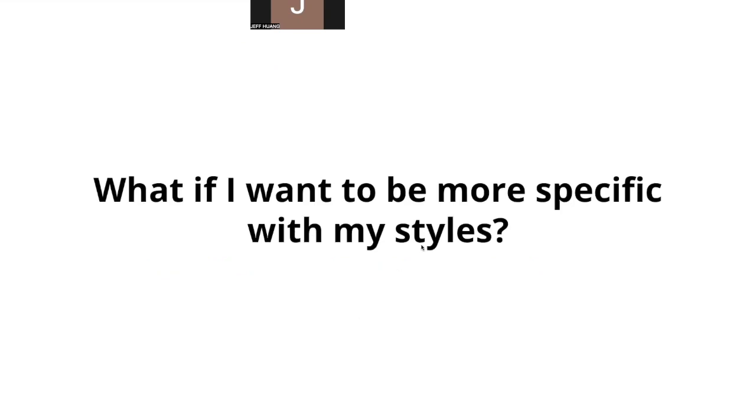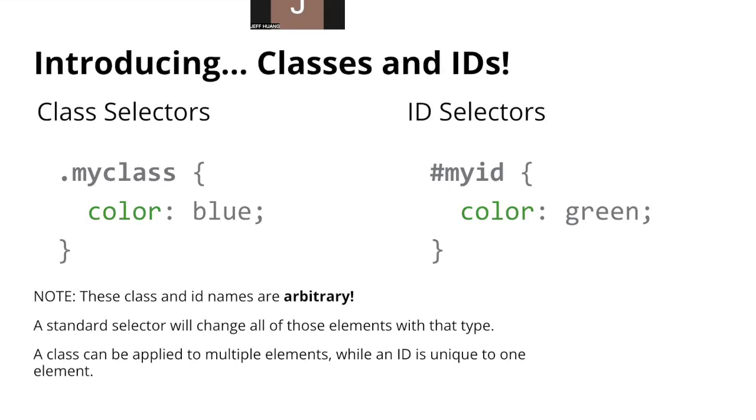So what if you want to be more specific with your styles? You would add classes and IDs. Normally, with the standard selector in your CSS file, it will change all of those tags. So if you do H1 curly bracket, it will change all of the H1 tags. But you can also specify what specifically you want to change using classes and IDs.